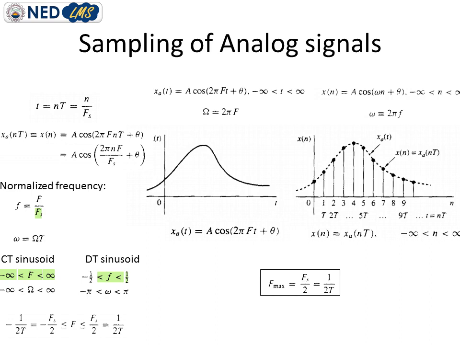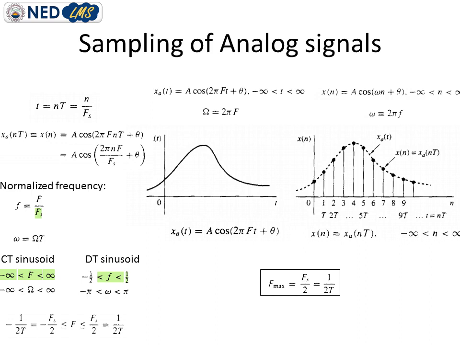So what is the normalized frequency? As the name indicates, it is the ratio between two frequencies. The first one is the frequency of the analog signal, which is represented by capital F, and the second one is the sampling frequency, so F over Fs. We can also call this normalized frequency the relative frequency. So here small f is the normalized frequency or relative frequency.